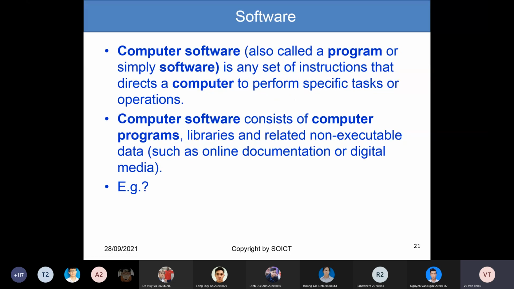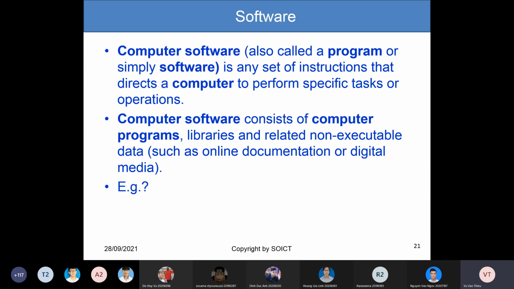Computer software. Computer software is also called a program or simply software. It is any set of instructions that direct the computer to perform a specific task or operation. So computer software is a set of instructions or a list of instructions. So we call it a program or simply software. It is used to direct, control, and manage the computer to perform a specific task or operation. That is computer software.